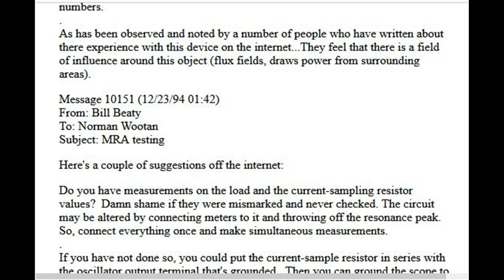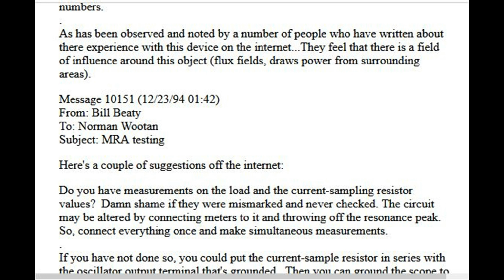Subject: MRA testing. Here's a couple of suggestions off the internet. Do you have measurements on the load and the current sampling resistor values? Damn shame if they were mismarked and never checked. The circuit may be altered by connecting meters to it and throwing off the resonance peak. So, connect everything at once and make simultaneous measurements. If you have not done so, you could put the current sample resistor in series with the oscillator output terminal that's grounded.